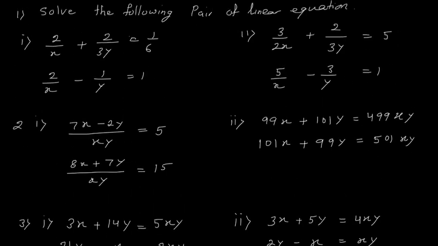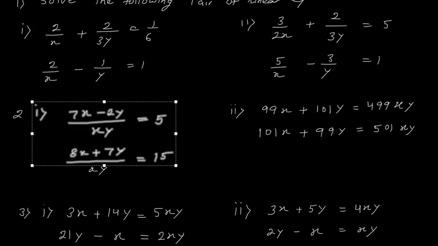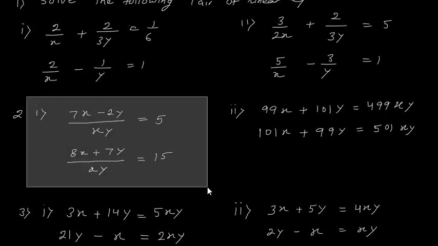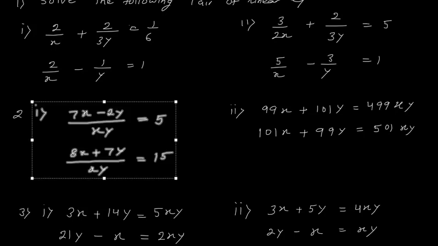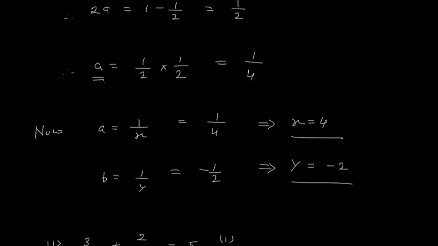Now let us take two more problems. First let us see this problem. We have 7x minus 2y is equal to 5 and 8x plus 7y upon xy is equal to 15. So let us take this problem. This is my equation 1 and 2.